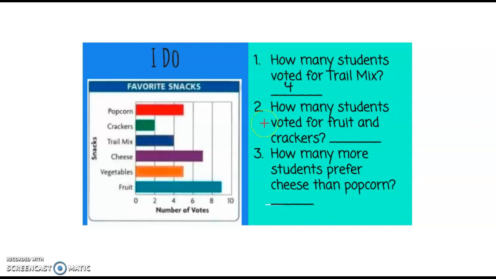Number 2, how many students voted for fruit and crackers? Alright, let's find crackers. We have crackers right here. It's 2. Oh, I'm sorry, let's find fruit. We found crackers. It's 2. Now fruit is, we have 8 here. We have 10. What number comes in the middle? That's 9. So 2 plus 9.